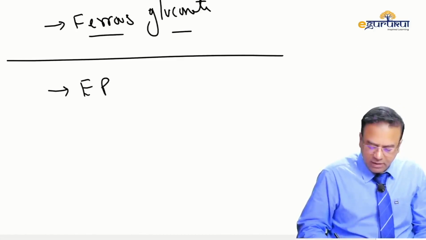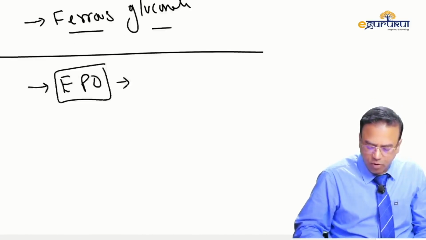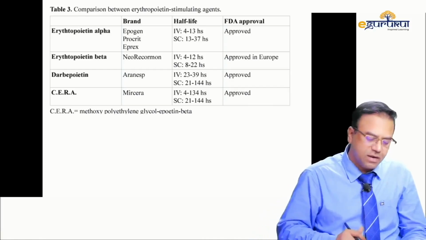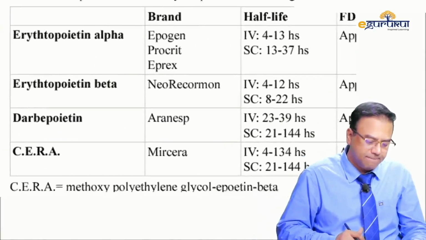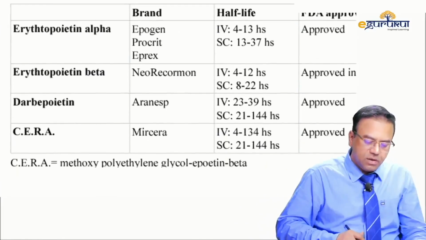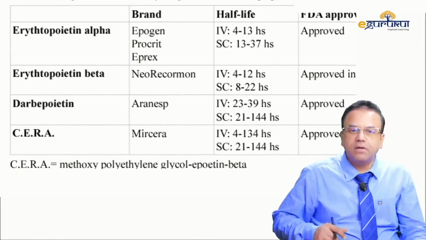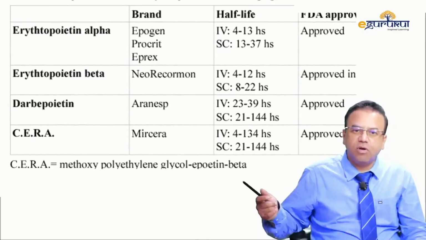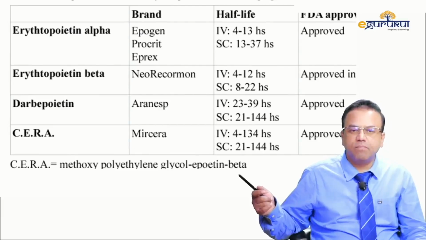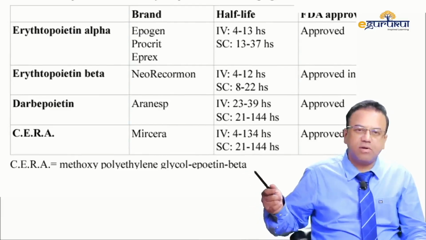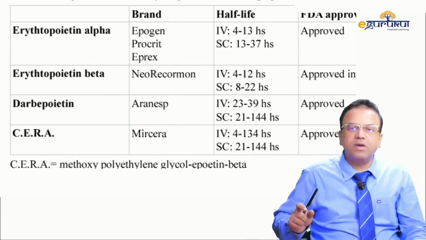Only after correcting the underlying causes and ruling out other things are we going to go for erythropoietin stimulating agents. The erythropoietin stimulating agents that are there are erythropoietin alpha, erythropoietin beta, darbepoetin, and continuous erythropoietin receptor activator. This continuous erythropoietin receptor activator is a recent thing, and it is also called methoxypolyethylene glycol epoetin beta. So the full names are not really required. Just know erythropoietin stimulating agents are used.